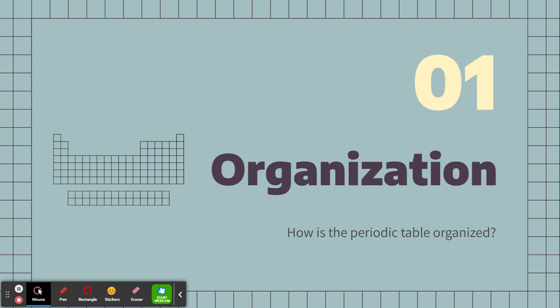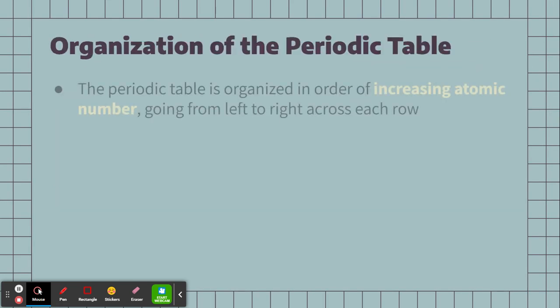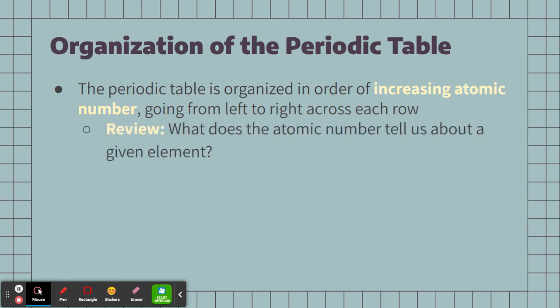Chapter 1, Organization. The periodic table is organized in order of increasing atomic number, going from left to right across each row. To review, the atomic number of an element is indicative of how many protons are in that element's nuclei.